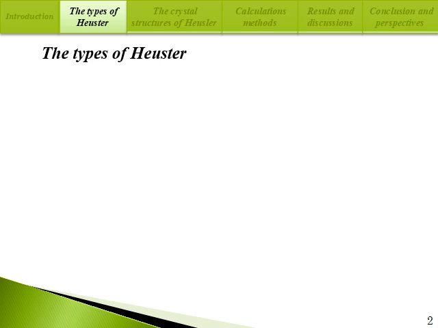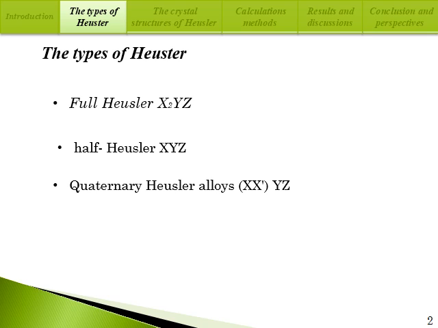Heusler alloys are ternary compounds that are divided into large families. We present here the first one. Full Heusler alloys are characterized by the chemical formula X2YZ, in which X and Y are transition metals, and Z is an element of group 3 or 4.